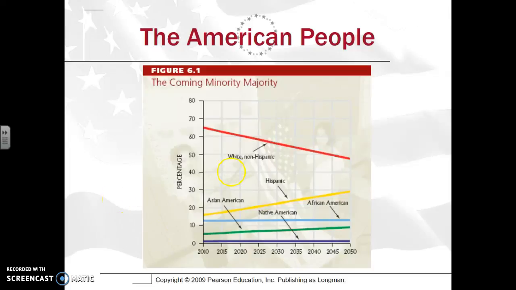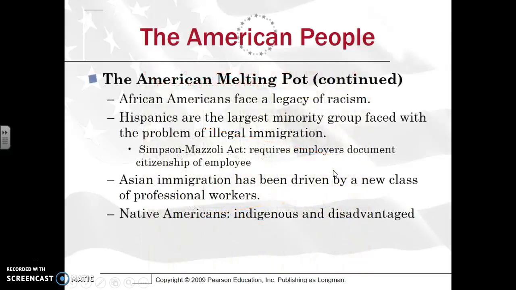So when we look at the coming minority majority, as I was saying before, Hispanics are certainly on the rise. And when we look at white non-Hispanics, that is going to be declining, especially since 2010, a very steady decline there. So it is important to keep in mind that with a melting pot, you have different values, you have different cultural beliefs that are always changing. And of course, when we look at Hispanics more specifically, they are the largest minority group faced with the problem of illegal immigration. And this has always been a major issue, especially in the last 15 to 20 years.